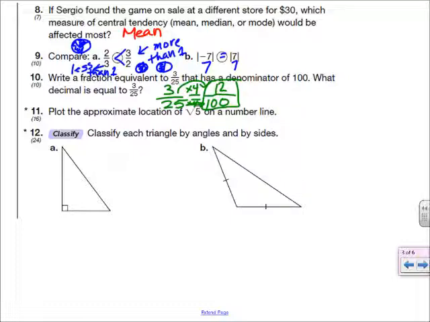Because if I was to write 12 100ths as a decimal, it would look like this. This is the hundredths spot. So the number 12 is written after the decimal point, and it ends in the hundredths place.